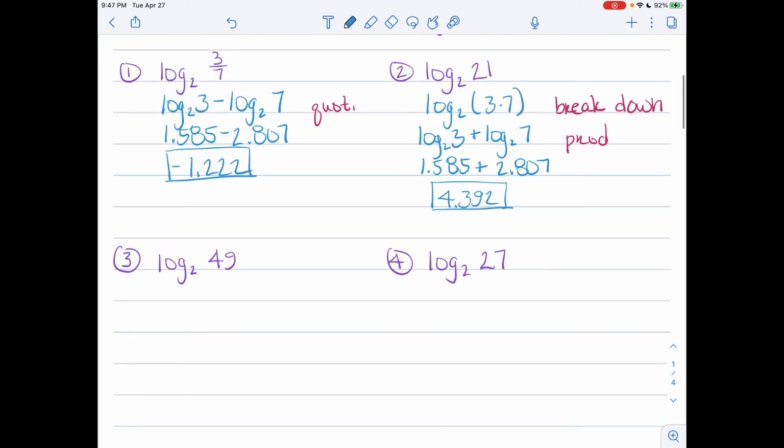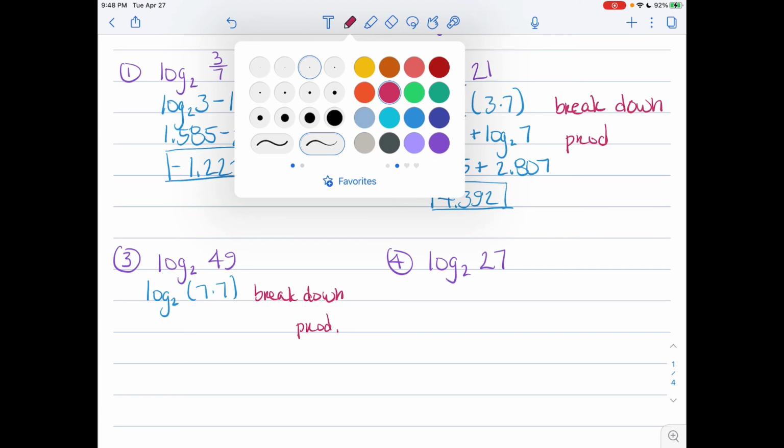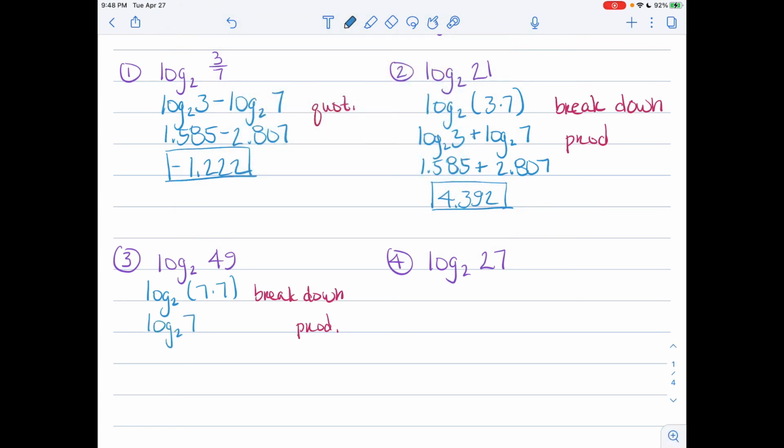The next one is log base 2 of 49. Again, I don't know what log base 2 of 49 is, so I need to break this down. And 49 is 7 times 7, so I can say log base 2 of 7 times 7 and then use my product property again, because I know what the log base 2 of 7 is, and so I just have 2 of them. So that's going to be 2.807 plus another 2.807. Add those together to get 5.614 as a final answer.